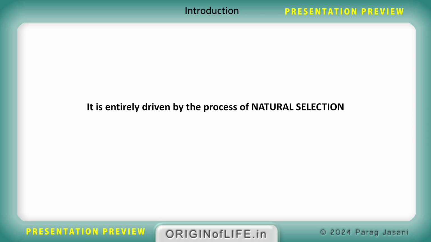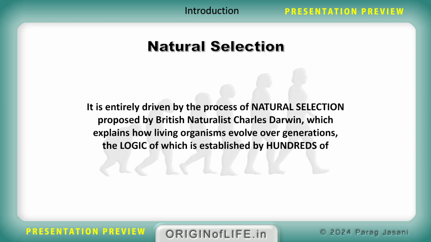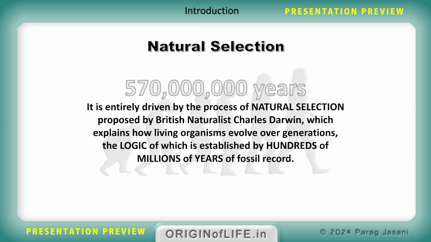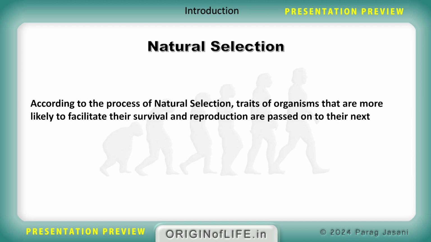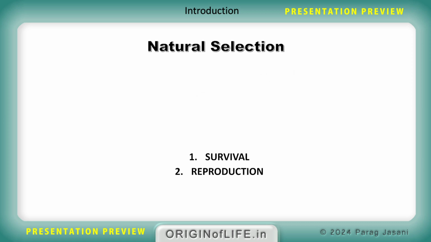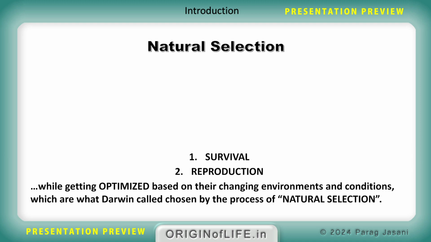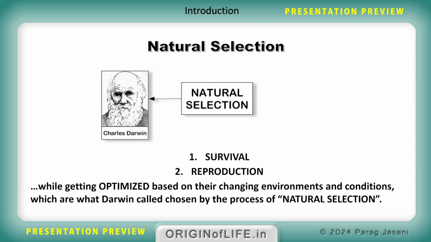It is entirely driven by the process of natural selection proposed by British naturalist Charles Darwin, which explains how living organisms evolve over generations, the logic of which is established by hundreds of millions of years of fossil record. According to the process of natural selection, traits of organisms that are more likely to facilitate their survival and reproduction are passed on to their next generations genetically, which, over millions of years, result in them accumulating a high number of traits that favor 1. Survival, and 2. Reproduction, while getting optimized based on their changing environments and conditions, which are what Darwin called chosen by the process of natural selection.